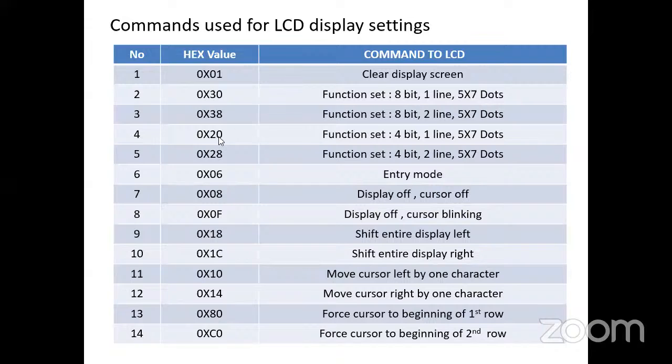If we give the command 0x20, it will take 4-bit data and work in 4-bit mode. Only four connections are enough to connect the LCD to see the data. 28 is the second line, same way, 4-bit second line.